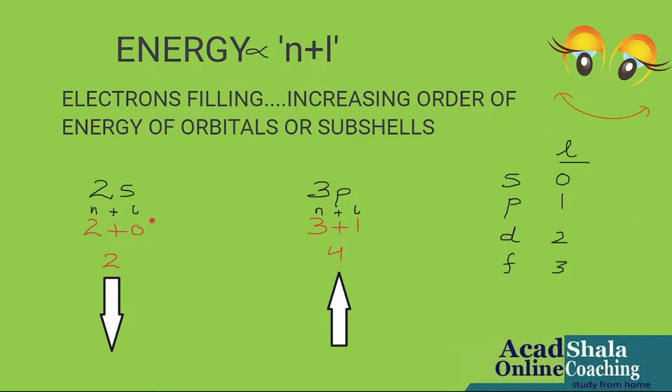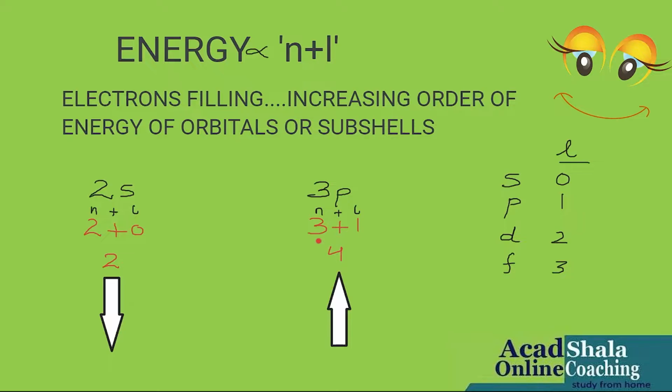Now we will take out the N plus L value for 2s. So I will write N plus L, and then 2 plus the L value of s, which is 0. So I put 0, add up, I get 2. Over here for 3p, the N plus L value is 3 plus the p value, which is 1. So 3 plus 1, I got 4. So whose value is lower? That means 2s is lower. The value of 2s is lower than 3p. So 2s will be filled first and 3p will be filled afterwards.